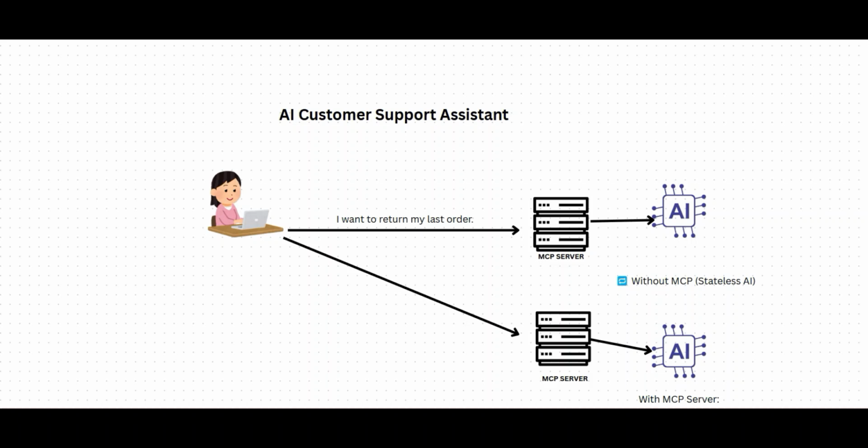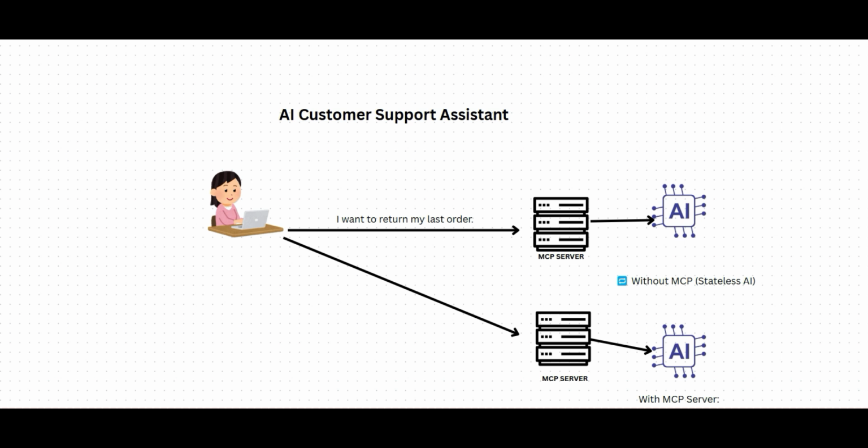The bot doesn't remember any context, so it responds, can you please provide your order ID? This forces the user to explain everything again, and it's very frustrating. But let's take the next scenario, with an MCP server, or context AI.